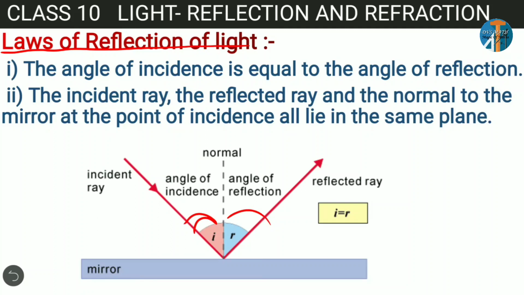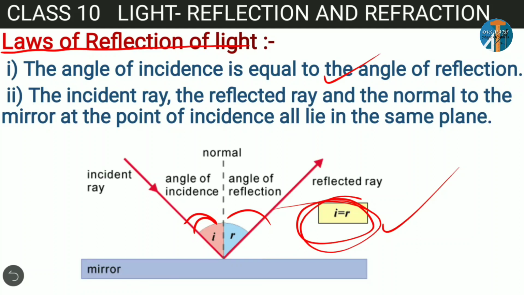That means angle of incidence is equal to angle of reflection. This is the first important law of reflection. The angle of incidence is equal to the angle of reflection. That means angle I is equal to angle R. So incident ray, reflected ray, between them we have I and R. Both are equal. This is the first law.